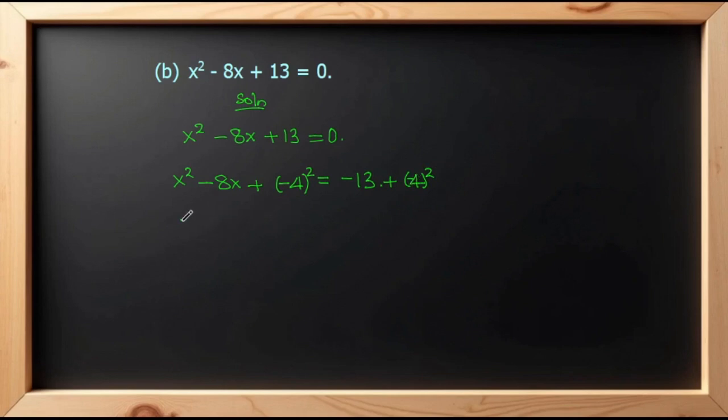So let's go ahead and expand or simplify. We have the negative 8x. Now the square of negative comes to positive, so we have 16 on the left hand side, and this one is negative 13 plus also 16.